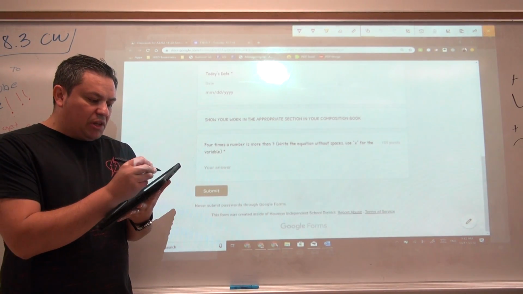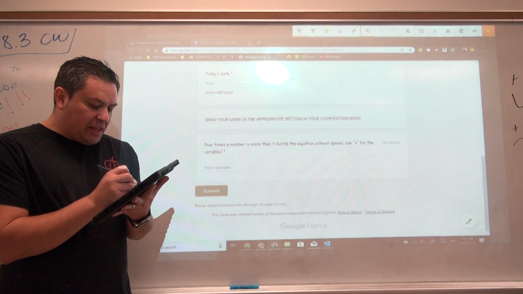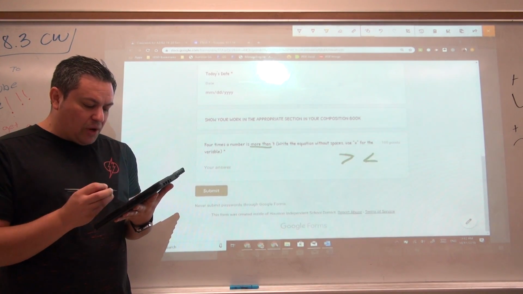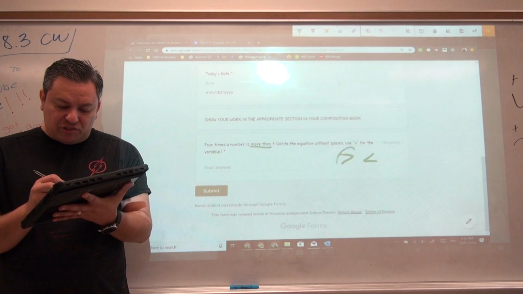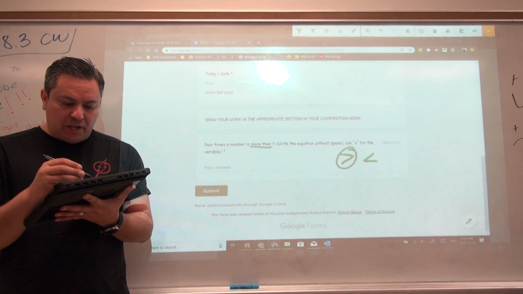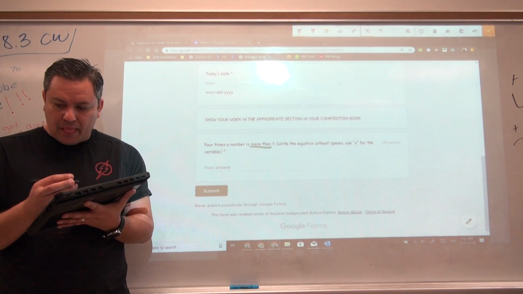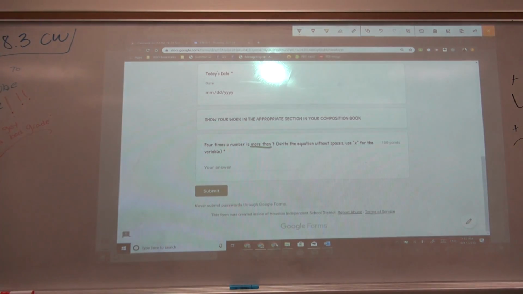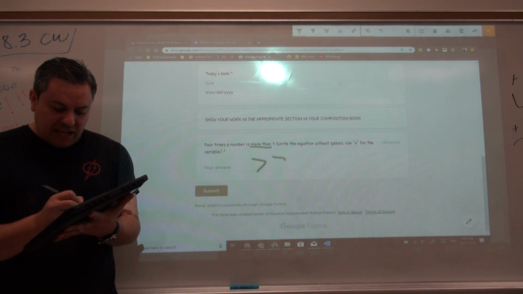So let's see. What is the sign that we're looking for? What are my keywords for the sign? More than 7. More than. Is this more than or this more than? The one on the left or the one on the right is more than? The one on the left. So that's more than. So we're going to be using that sign. More than 7. Greater than 7.